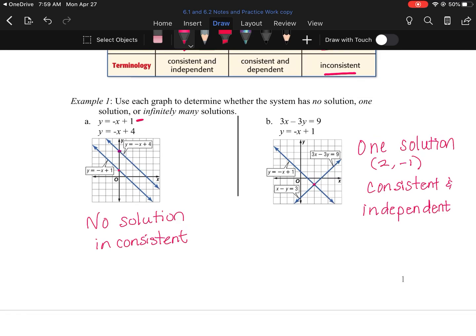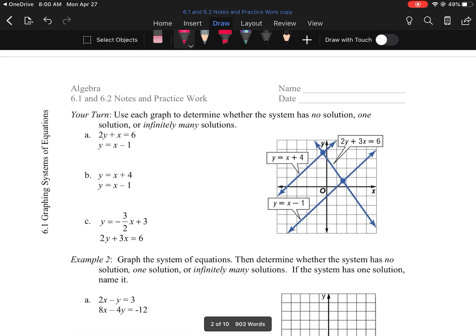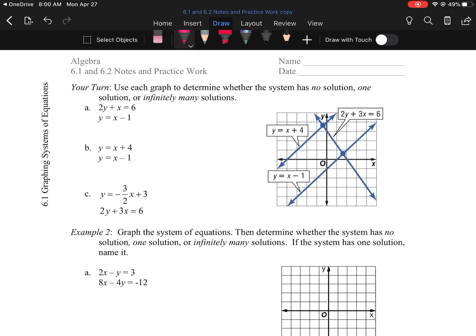All right, so you guys have a couple of your turns to try. So go ahead, try those, and then we'll come back together. And one thing I will tell you: this is missing the 3 in front of the x. That might help you a little bit.